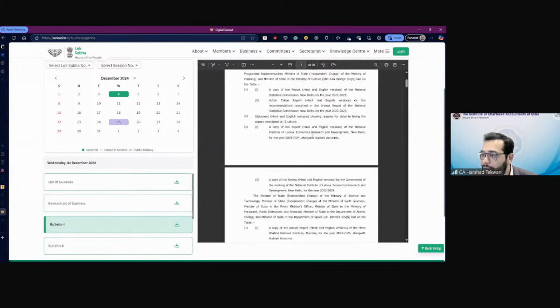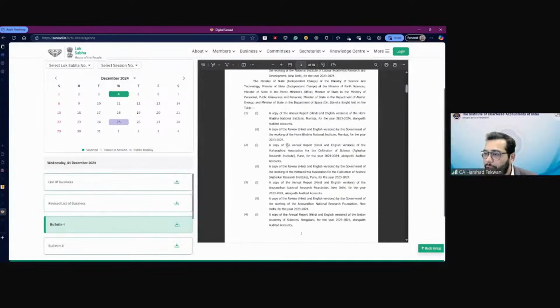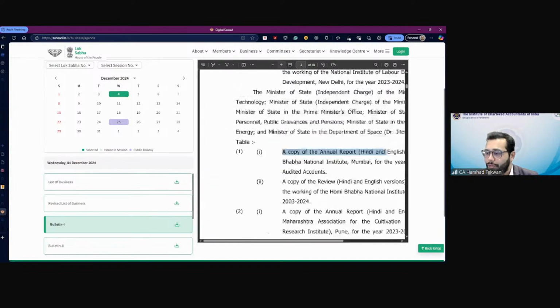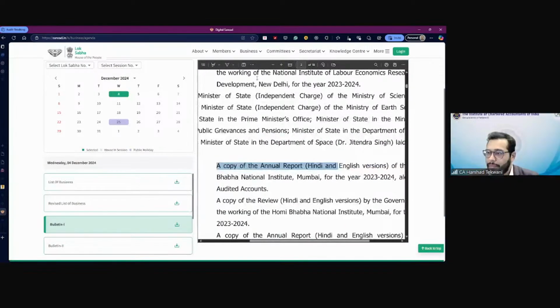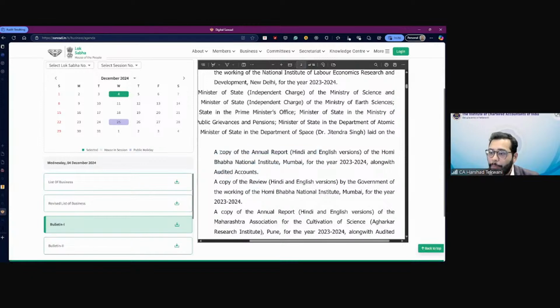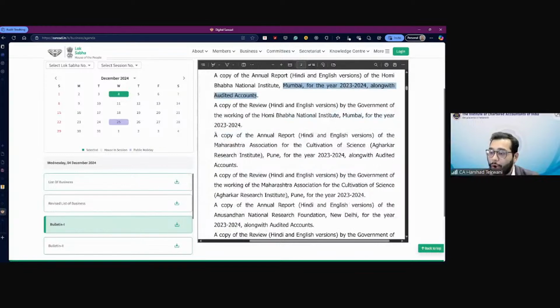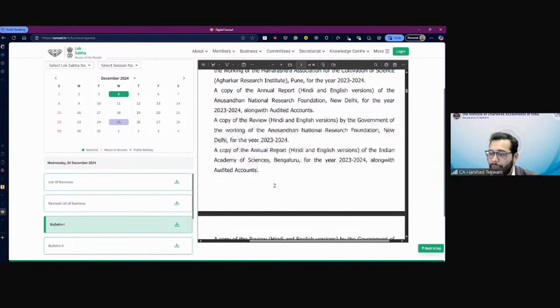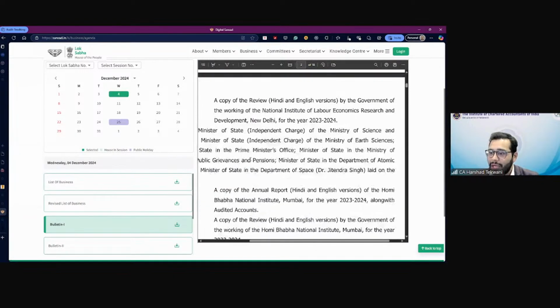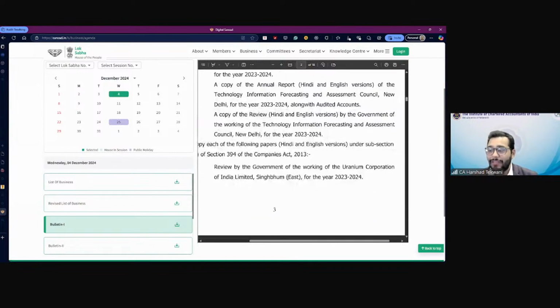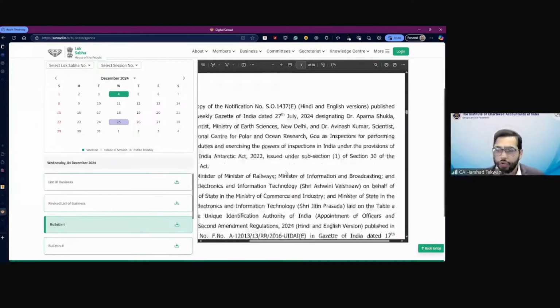So for example, a copy of annual report is there. I'm not sure if you are able to see. I'll just zoom in a bit. A copy of annual report of some institution in Mumbai along with the audited accounts. A copy of annual report of some association in Pune with audited accounts. I'm just opening randomly. A copy of annual report with audited accounts for a particular year. So these are nothing but the papers which are laid on the table and which are then discussed. So the provision that we are discussing in actual also gets followed.